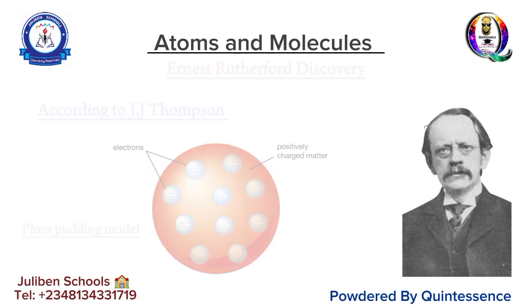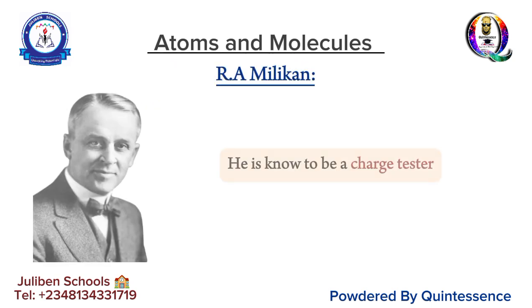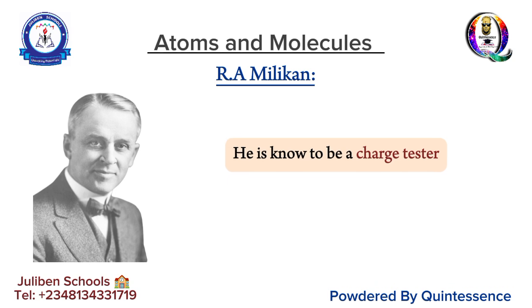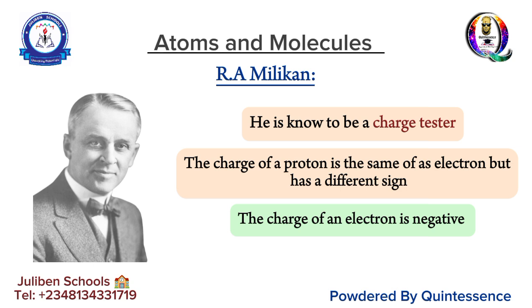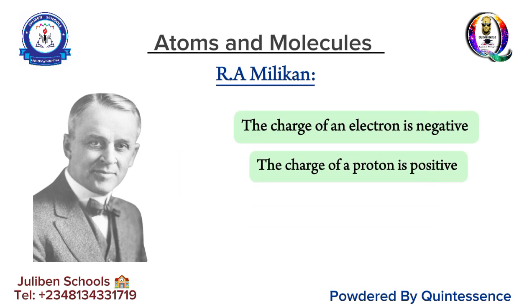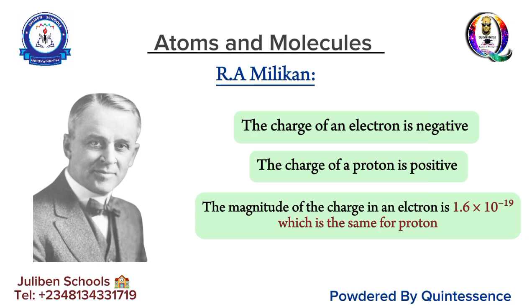That is his business. Millikan, R.A. Millikan, is known to be a charge tester. J.J. Thomson discovered the electron, Rutherford discovered the proton. Millikan just came to test the charge as usual, and ascertained that the charge is the same as the charge of an electron, just with a different sign. The charge of an electron is negative, the charge of a proton is positive. The magnitude of the charge of an electron is 1.6 times 10 raised to the power minus 19 coulomb. The magnitude of the charge of a proton is exactly 1.6 times 10 raised to the power minus 19 coulomb as well, but the particles differ in size.